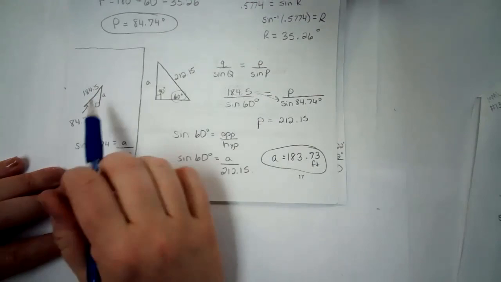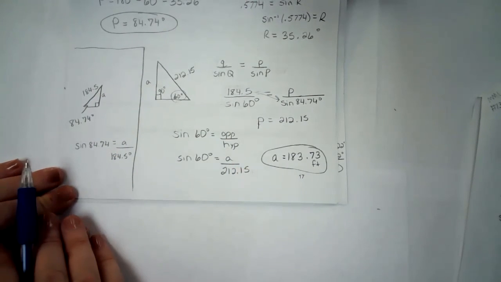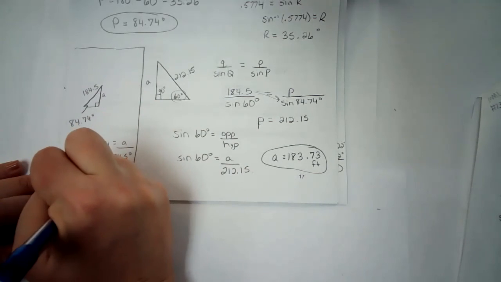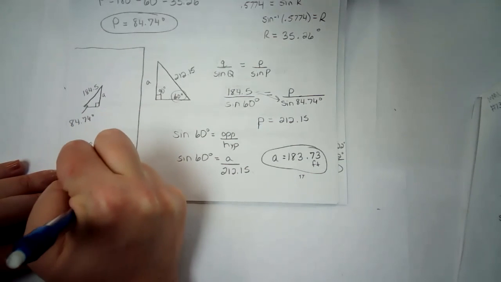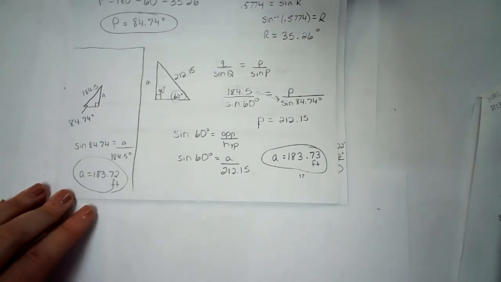So you could have taken either triangle and they would have worked just fine. There was a little more work involved with this one over here, but either way, you get the same answer. Maybe just one decimal off, and it should take it either way.